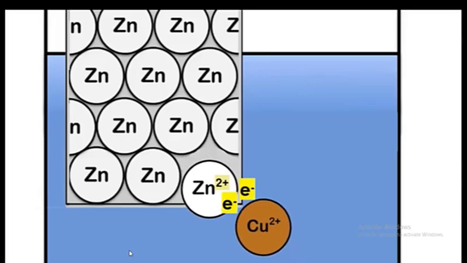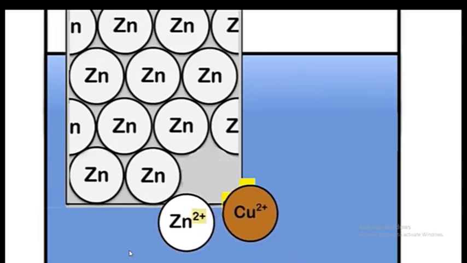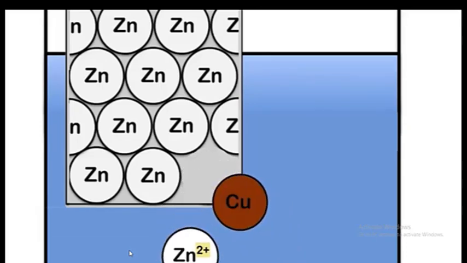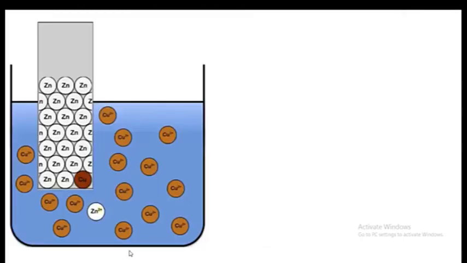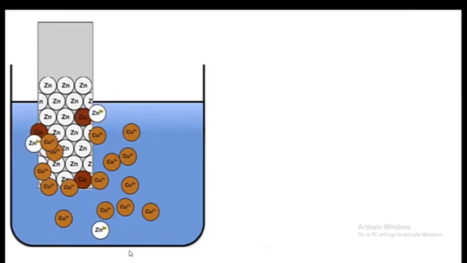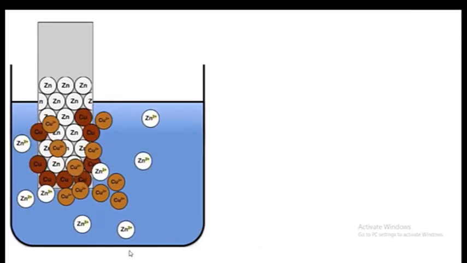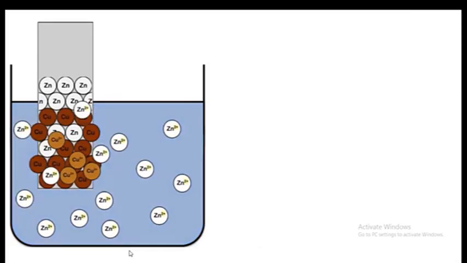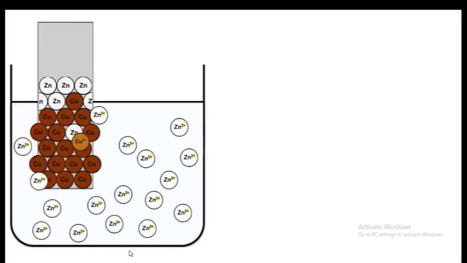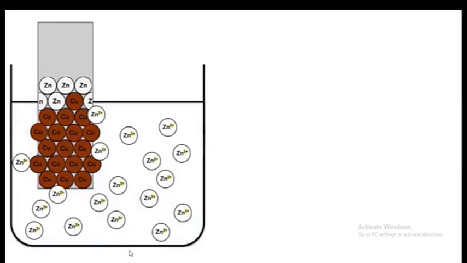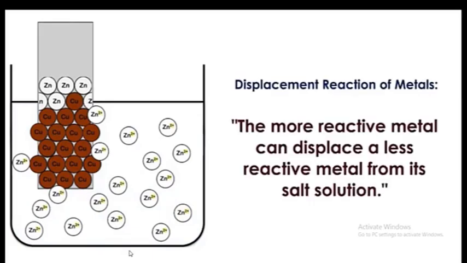As the reaction proceeds, more zinc ions go to the solution and more copper atoms are being deposited onto the surface of the metal strip. So, we can say the more reactive metal, Zn, can allow the less reactive metal, Cu, to change its place from the solution to the metal.